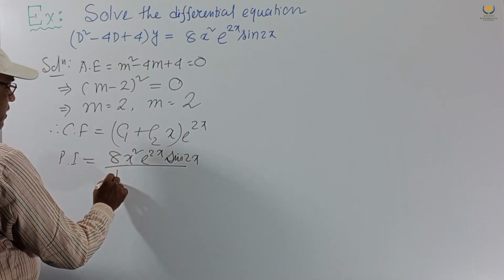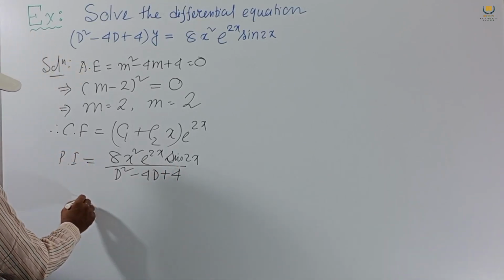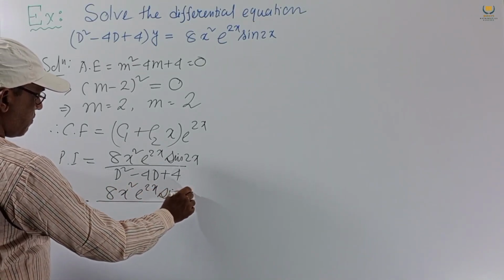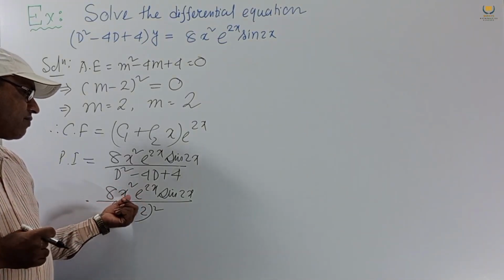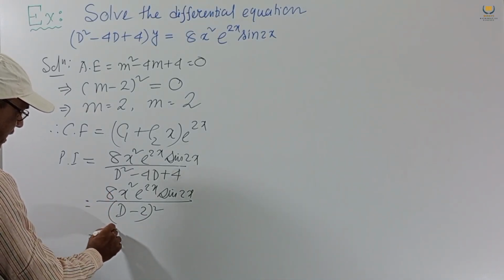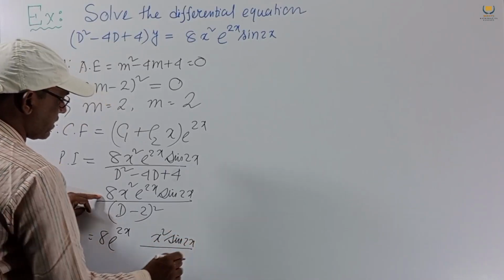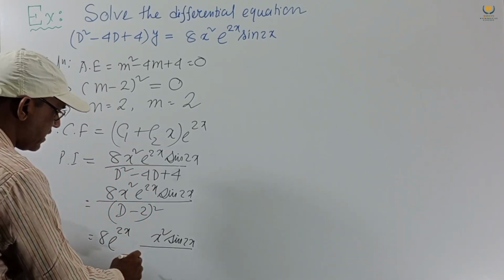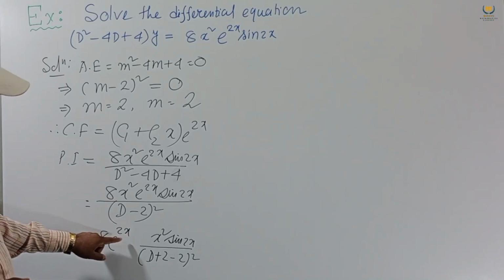Particular integral means right hand side divided by D square minus 4D plus 4. This can be written as 8 x square e to the power 2x sin 2x divided by (D minus 2) whole square. Now here we have exponential, algebraic and trigonometric. We are taking the exponential outside. Then we get x square into sin 2x. But when taking the exponential outside, what is the coefficient of x? The coefficient of x is 2. In place of D, we put D plus 2.